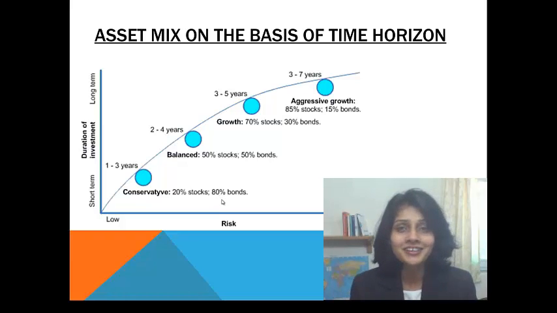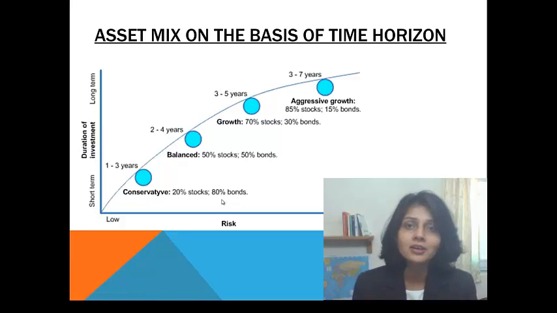Now again, as I told you in the previous slide, here also there is a range. There is a range of 1 to 3 years. People who have a time horizon towards 3 years, they should invest in stocks. But if you have a time horizon of less than 1 year, believe me, shy away from stocks. If it is towards 1 year, then don't invest in stocks. Keep your investments in bonds only.